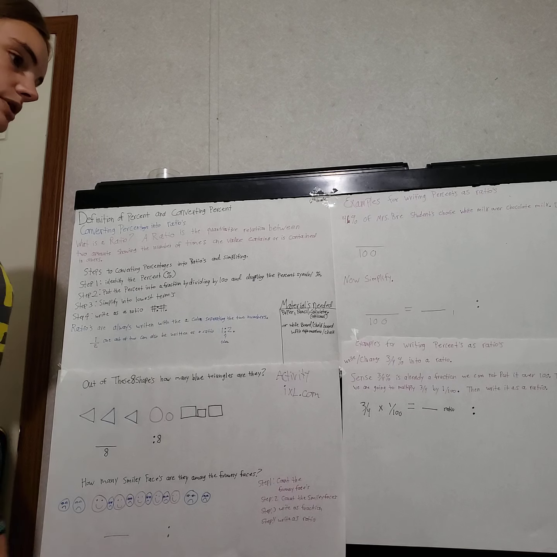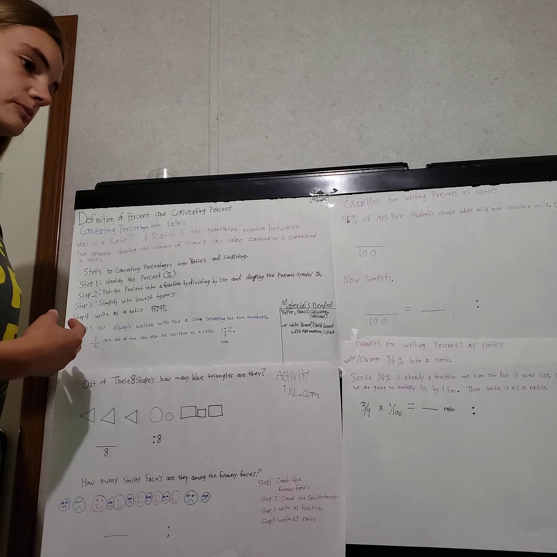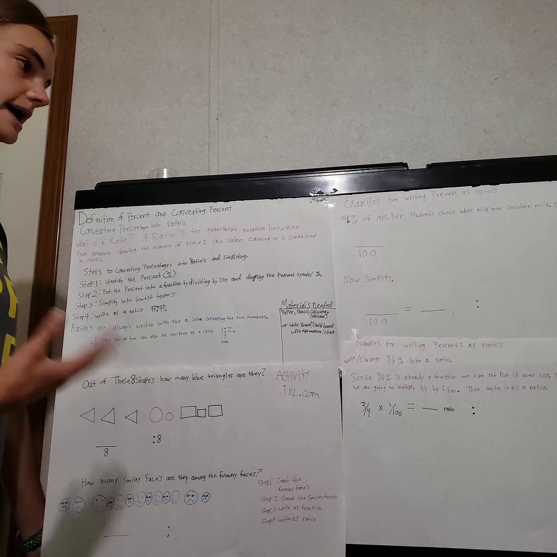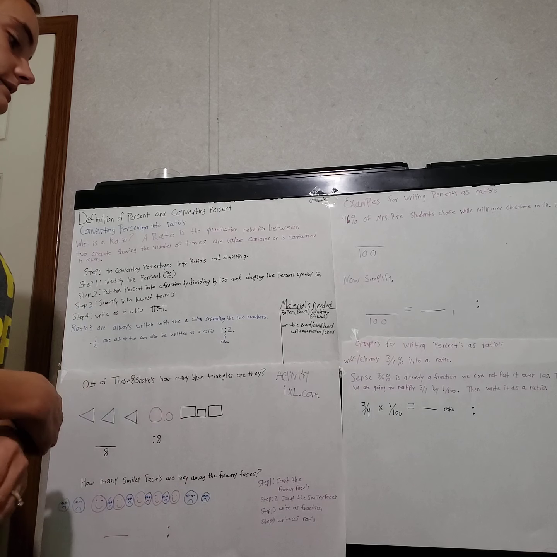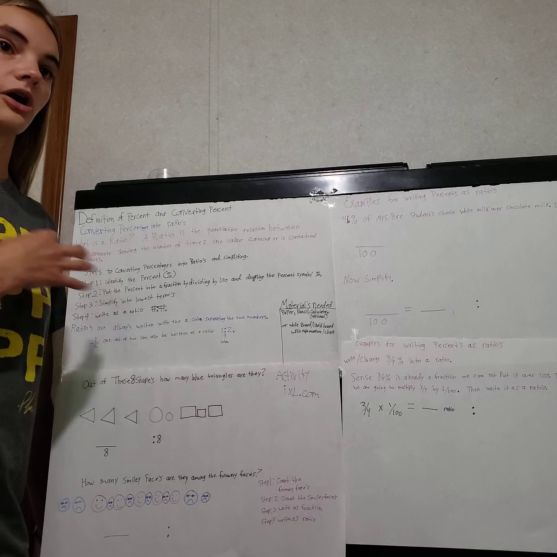Most ratios are written with a number and then a colon and another number. The first number will be how many circles, how many apples, whatever the percent is. And then there'll be a colon, and then the last number will be all of them together.